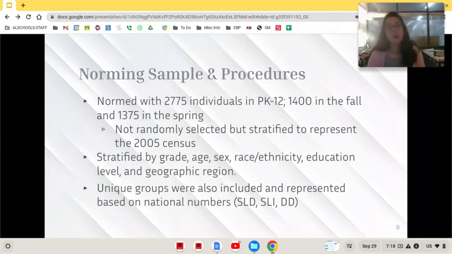There is a version of this test for individuals who are above the 12th grade, but I did not go into depth on that at all. The norms were stratified based on grade, age, sex, race/ethnicity, education level, and region. There were unique groups that were included and represented, and there were 30 individuals from each group from specific learning disability, speech and language impairment, and developmentally delayed.